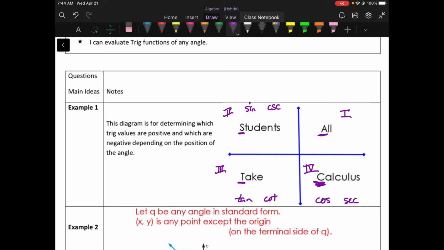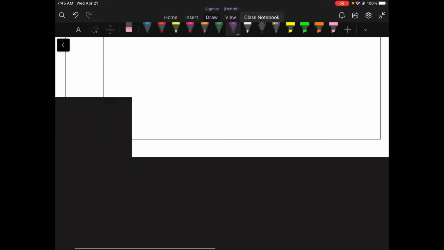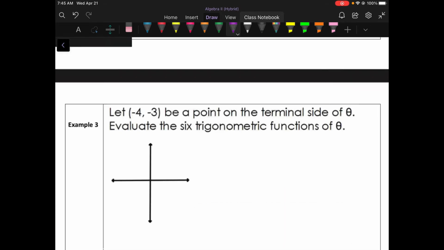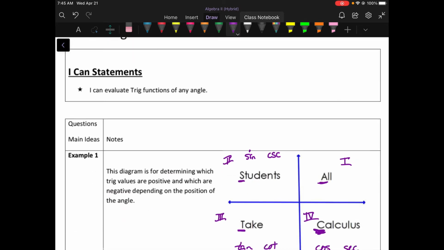So that's going to be important here as we talk about finding trig functions from any angle, and then in the next section we talk about reference angles. We're going to need this for reference angles as well because it'll make this section a little bit easier.